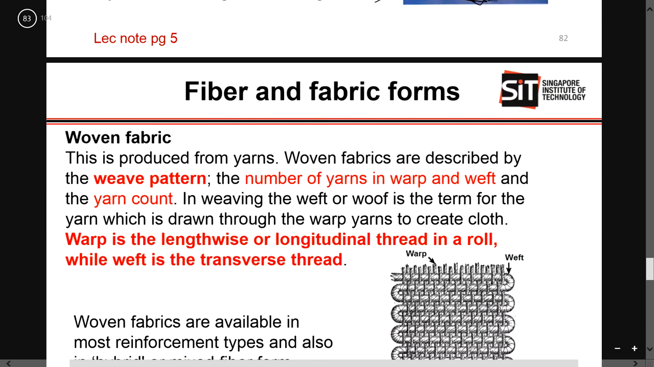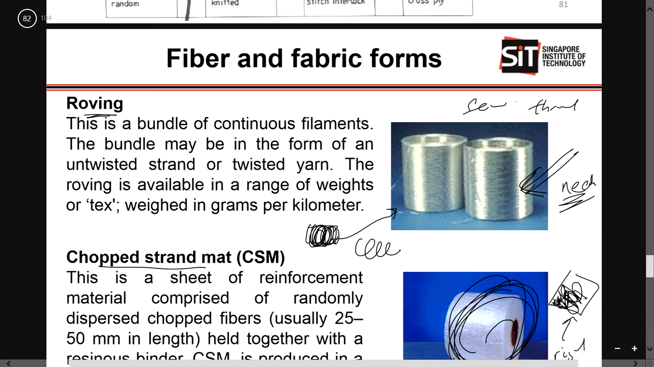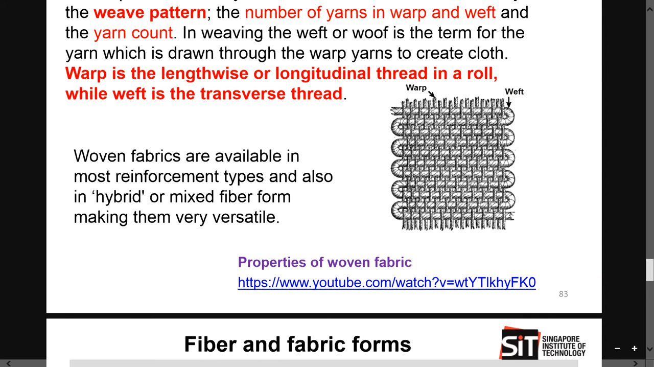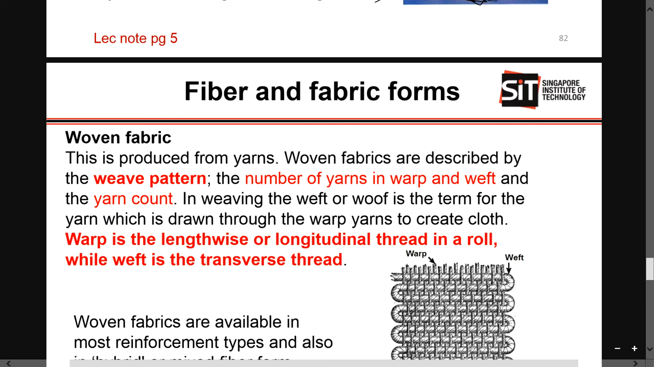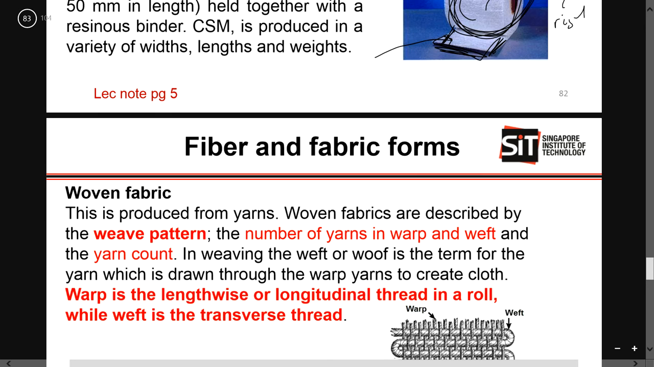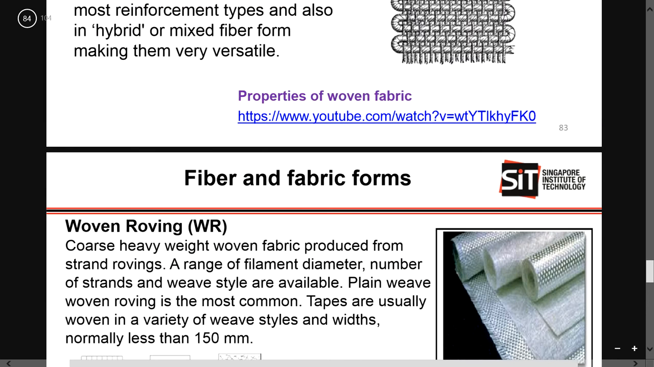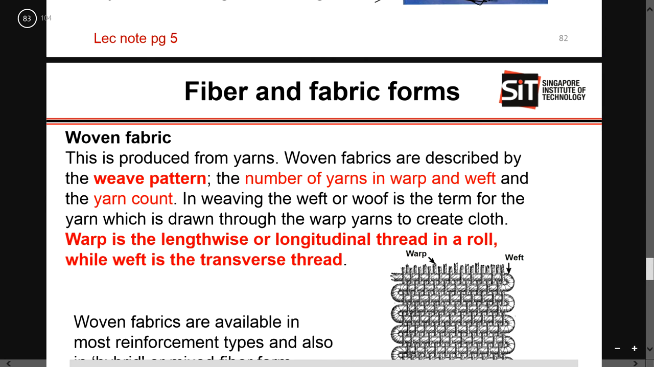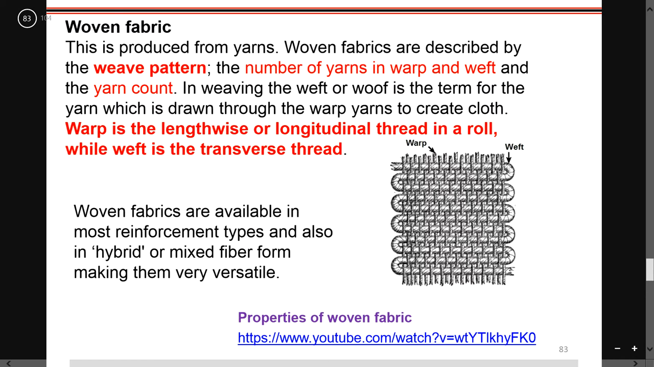So next is the woven fabric. The fibers come with either the roving type or the chop string mat type. The last basic type is woven. So there are three types: roving, like your threads; chop string mat, like your toilet paper; woven, like your cloth. Later on there's the woven roving, which mixes the woven and the roving together. The woven one is like your fabric, so you weave it together like that.